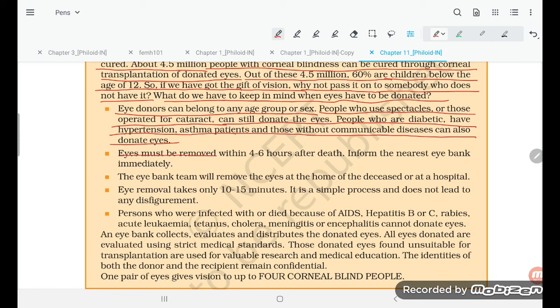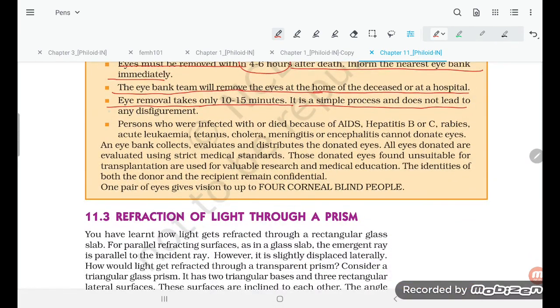Eyes must be removed within 4 to 6 hours after death. Inform the nearest eye bank immediately. The eye bank team will remove the eyes at the home of the deceased or at the hospital. Removal takes only 10 to 15 minutes. It is a simple process and does not lead to any disfigurement.